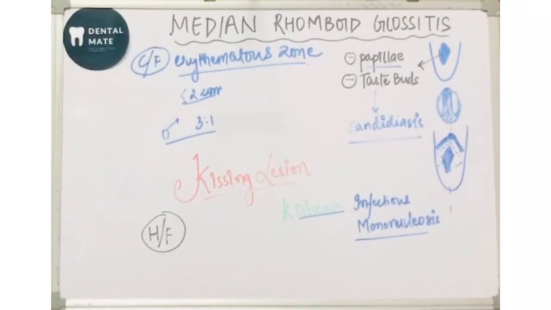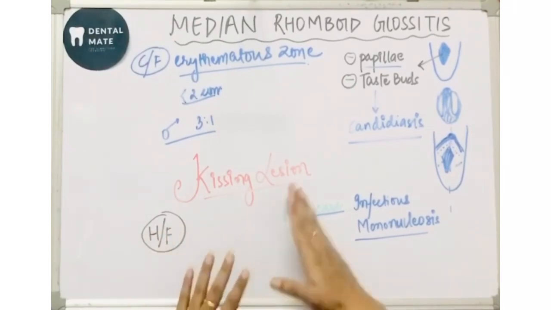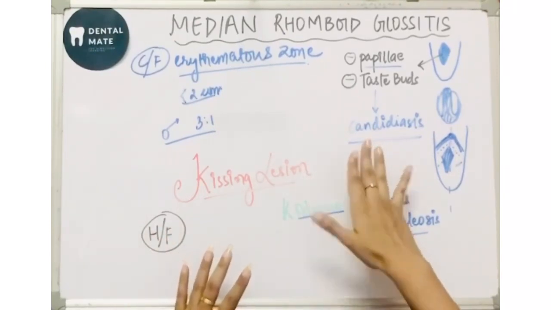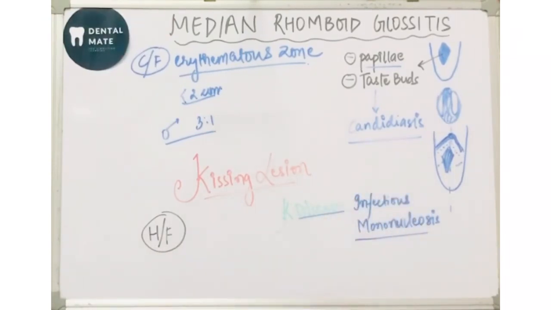If we talk about the treatment and prognosis, there is no specific treatment designated for median rhomboid glossitis. It has a good prognosis, and sometimes antifungal therapy is carried out to decrease the erythema and inflammation caused by candidiasis. For the superimposed candidiasis, antifungal therapy is carried out to reduce it. So this is it about median rhomboid glossitis.